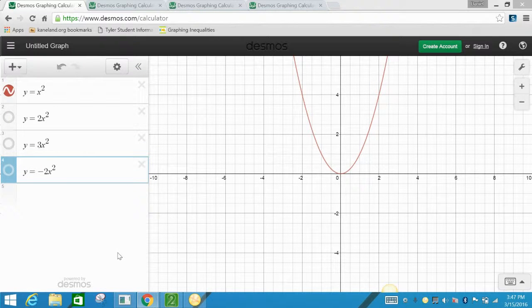Okay, so today we're going to talk about the second half of translations. This mainly deals with vertical stretches and shrinks, and we'll see what happens. So we're going to go back to our old friend, the parent function of a parabola. Now what we're going to do is multiply everything by 2. So you're going to have y equals 2x squared. Take a second to think to yourself what the graph is going to look like, and then we'll take a look at it in a second.